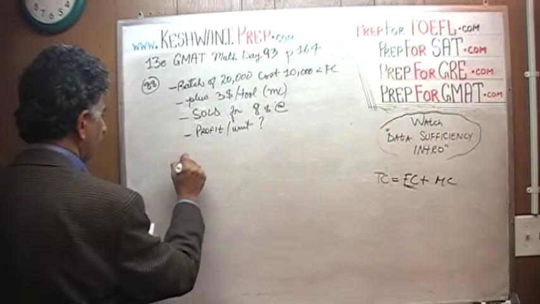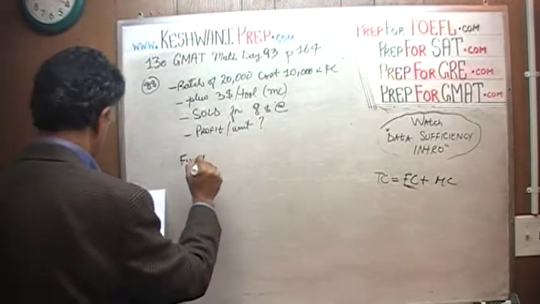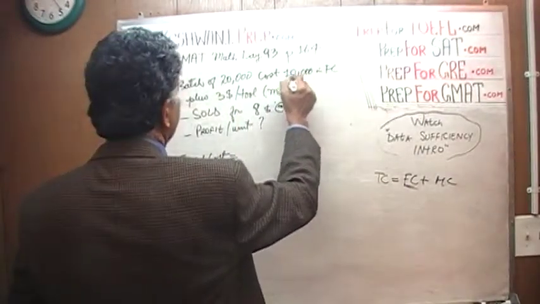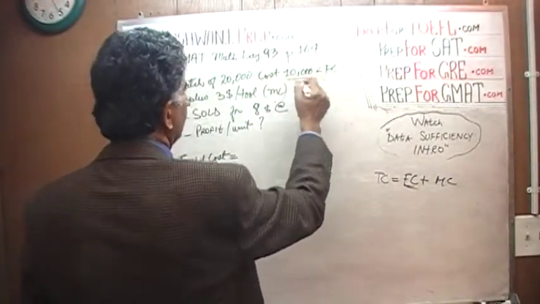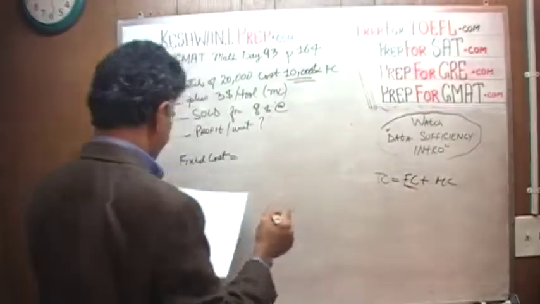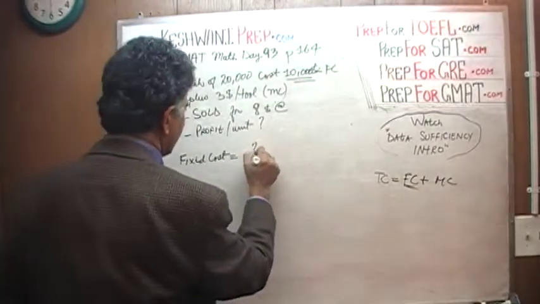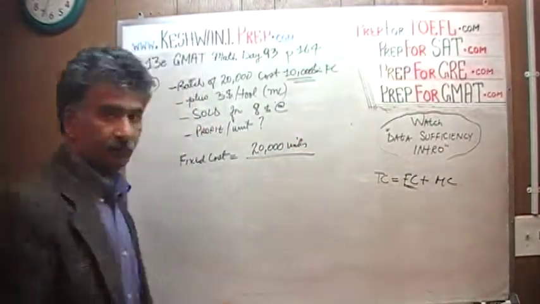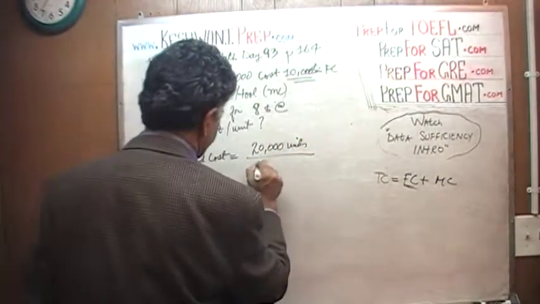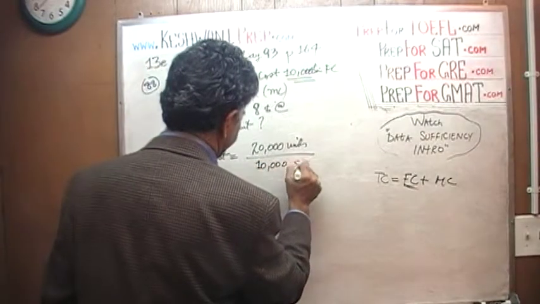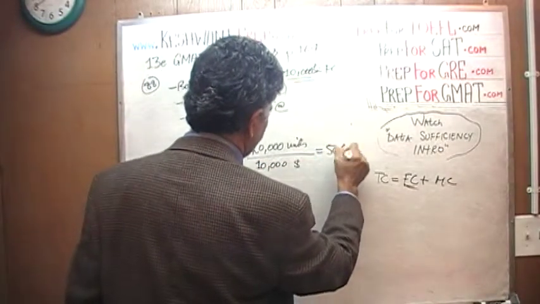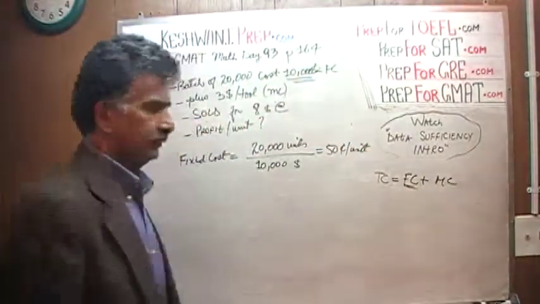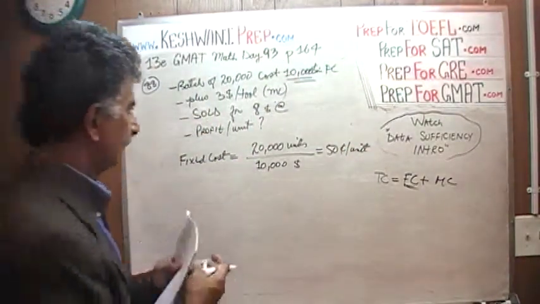So here's our fixed cost. Fixed cost, we are told, is $10,000. So we are making 20,000 units, and it costs a fixed amount of $10,000. That tells us that the fixed cost is 50 cents per unit.